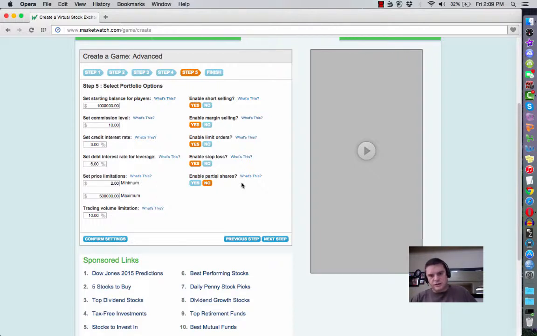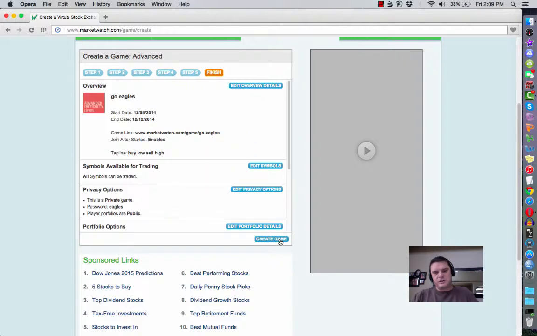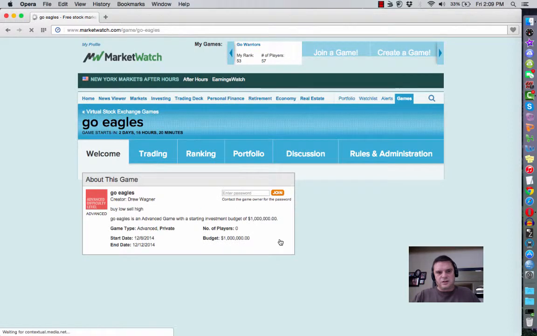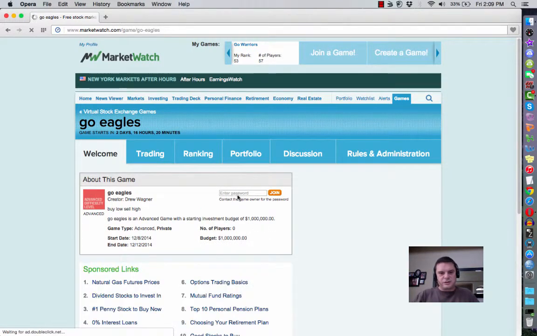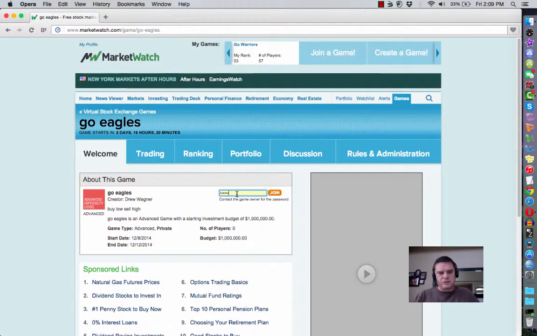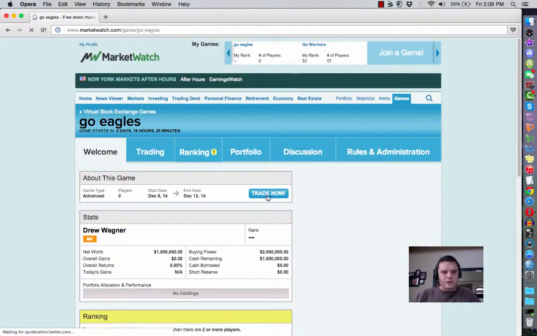And of course, a limit sell would sell automatically when the price rises to your limit sell price. At any rate, I would include the limits and stops. Then you just create the game. This is not going to have any traders, but now you can go ahead and join the game. And what was it, Eagles, right? EAGLES was my password. Not very inventive. Now you can just go in.